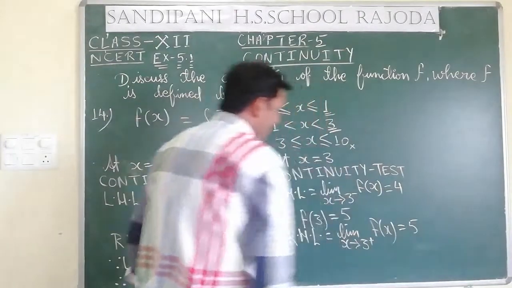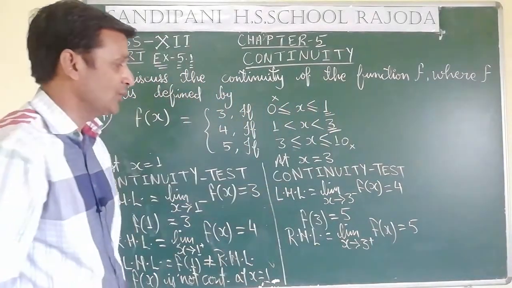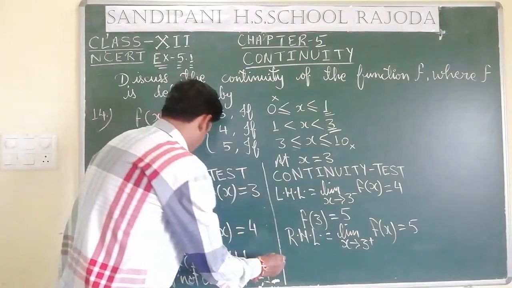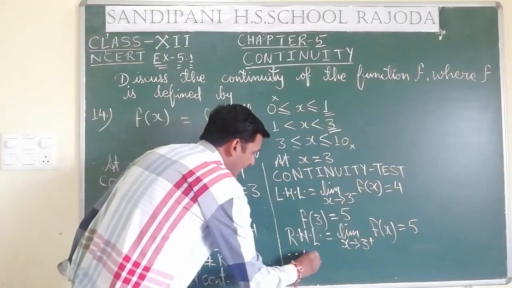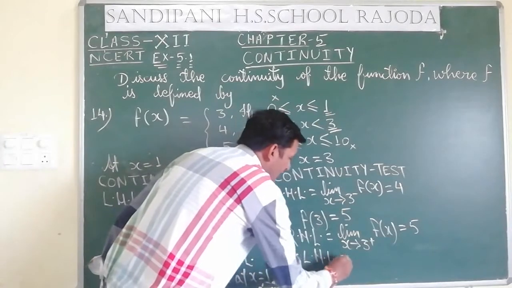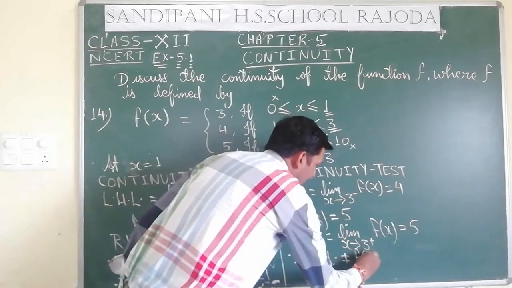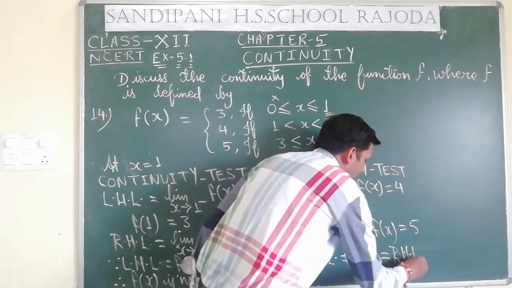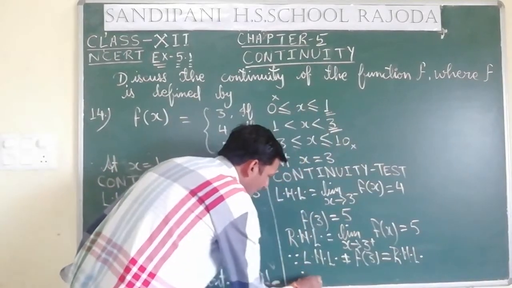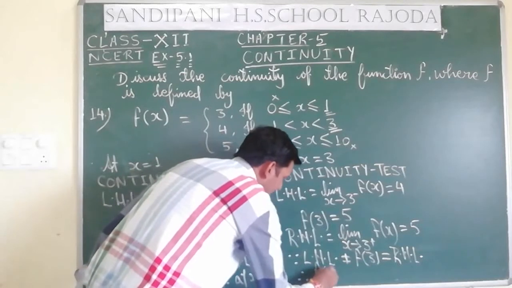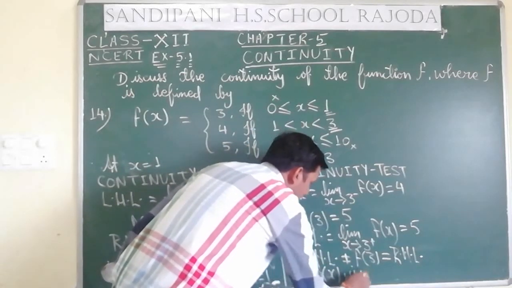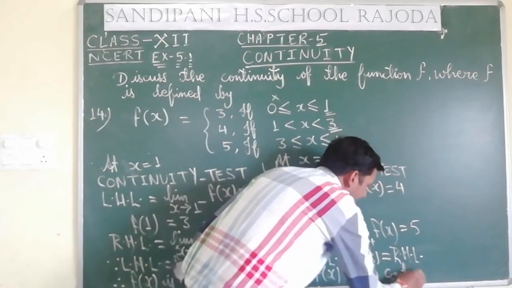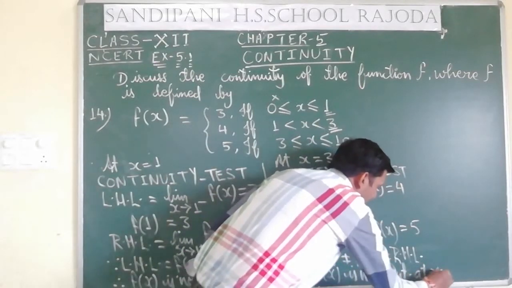So, what happens here? Here LHL is not equal to f of 3, but f of 3 is equal to RHL. So, because LHL is not equal to f of 3, but it is equal to RHL, therefore, f of x is not continuous at x is equal to 3.